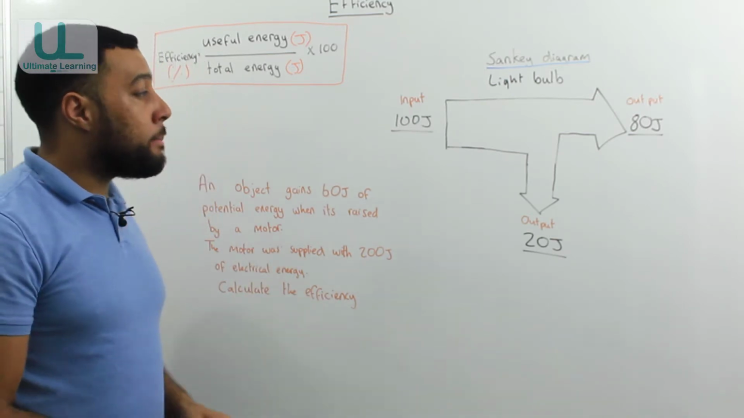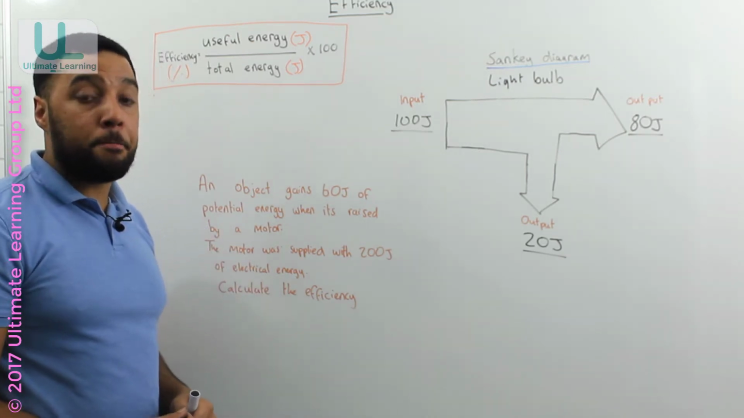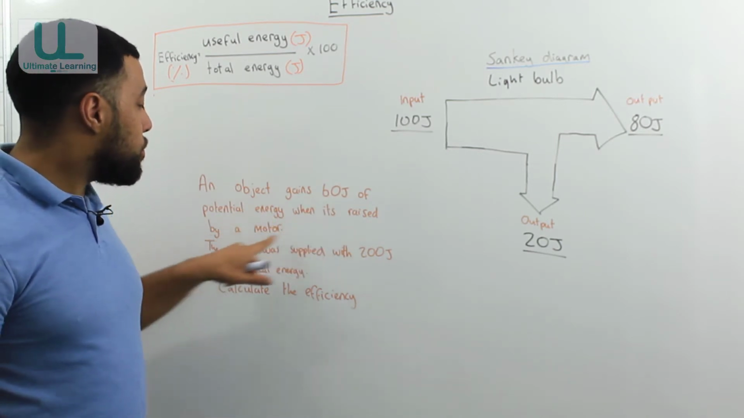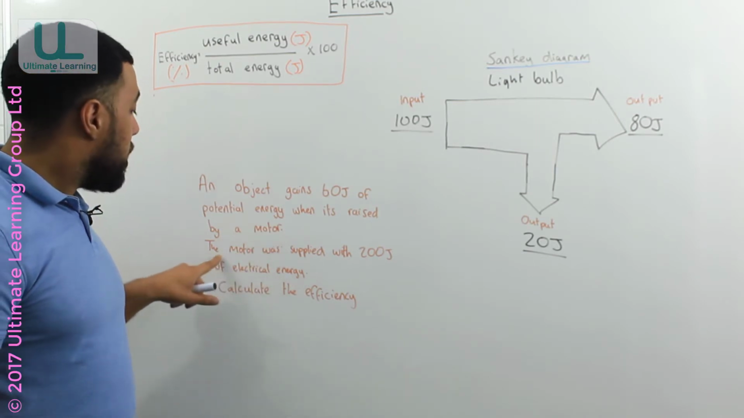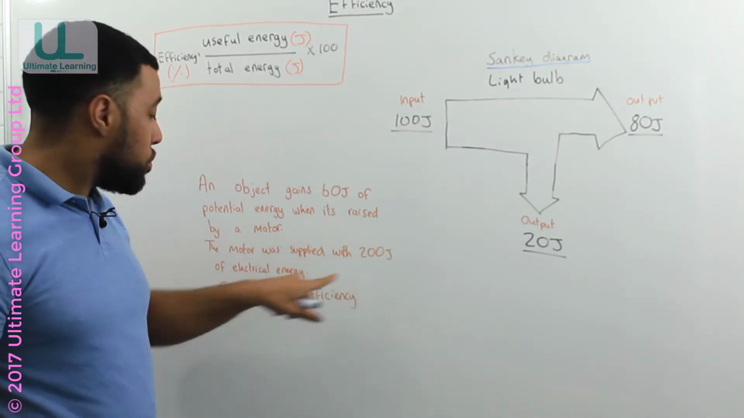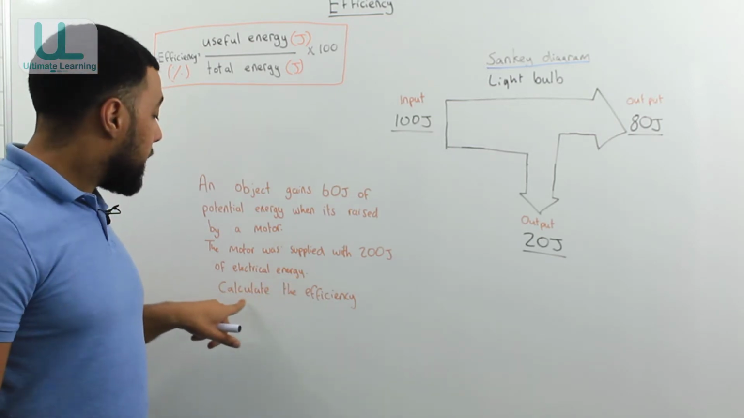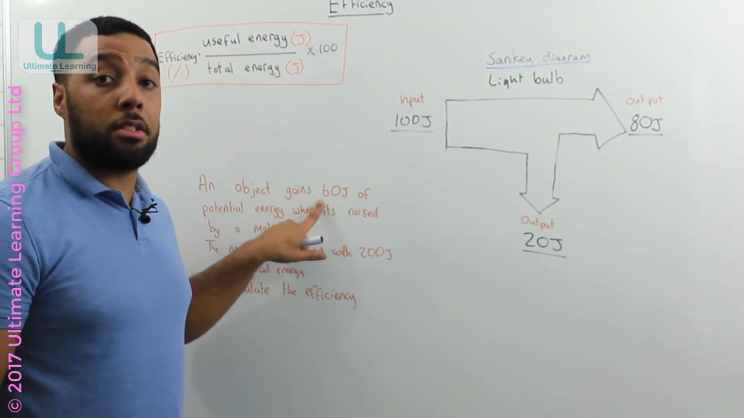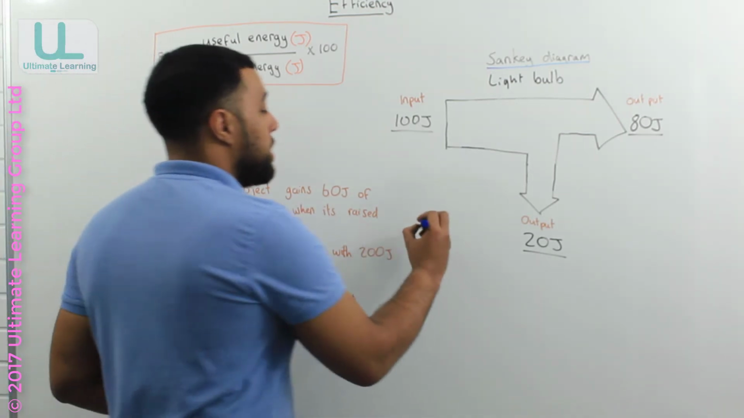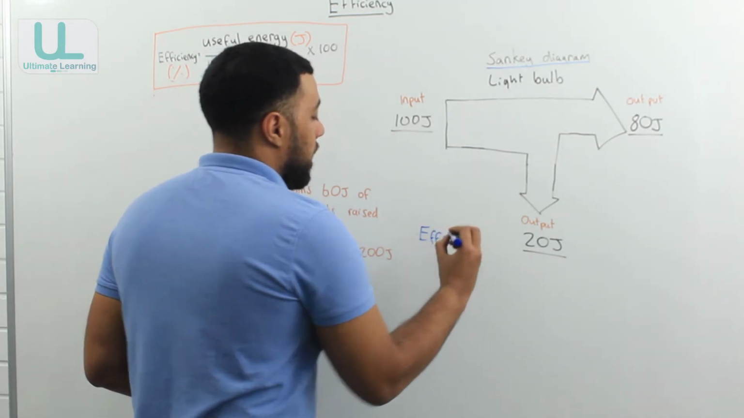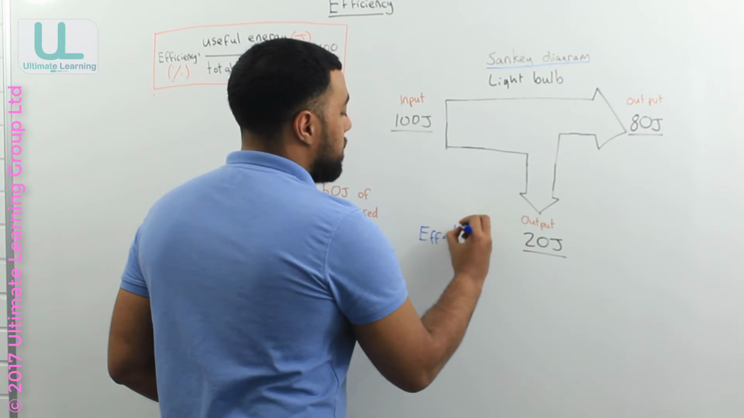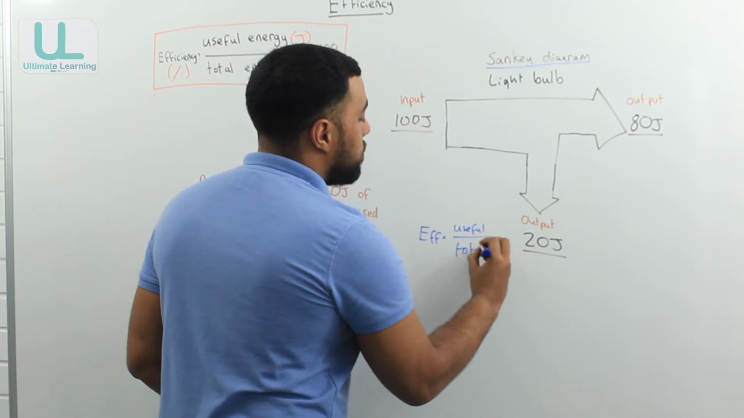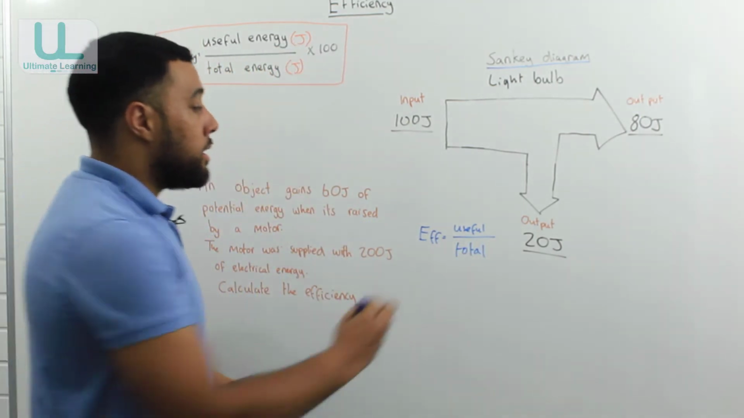Let's have a look at an example using this question here. It says an object gains 60 joules of potential energy when it's raised by a motor. The motor was supplied with 200 joules of electrical energy. Calculate the efficiency. So basically, we've got a motor picking up an object. They've asked us to calculate efficiency, and I know that efficiency is the useful energy divided by the total energy times by 100.